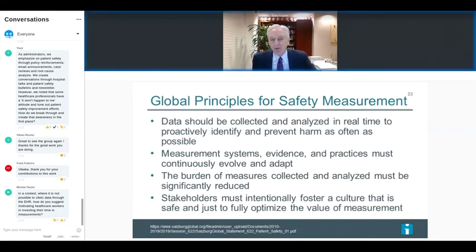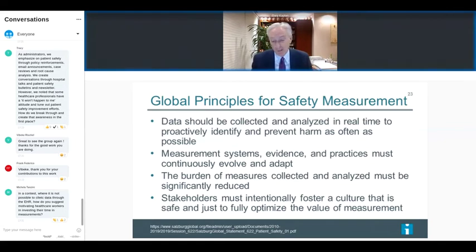Next principle: measurement systems, evidence, and practices must continually evolve and adapt. You know, all of us believed in learning systems and being part of learning organizations with learning cultures. And one of the characteristics of those cultures, those systems, is that we evolve, that the environment, the fund of knowledge, and the context of care changes. And likewise, we believe measurement systems will need to change as the evidence and as how we use those measurements evolve as well.